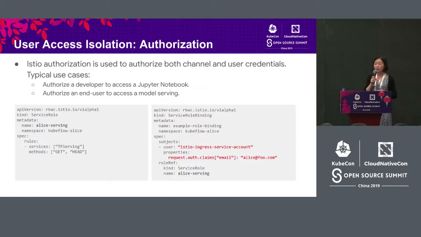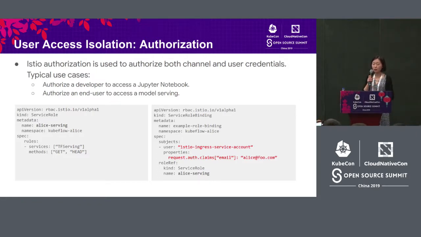Now the next step is authorization. Istio provides an authorization feature that can be used to authorize both channel identity and end user identity. Some typical use cases include authorizing a developer to access a Jupyter notebook. It can also authorize an end user to access a model serving job.